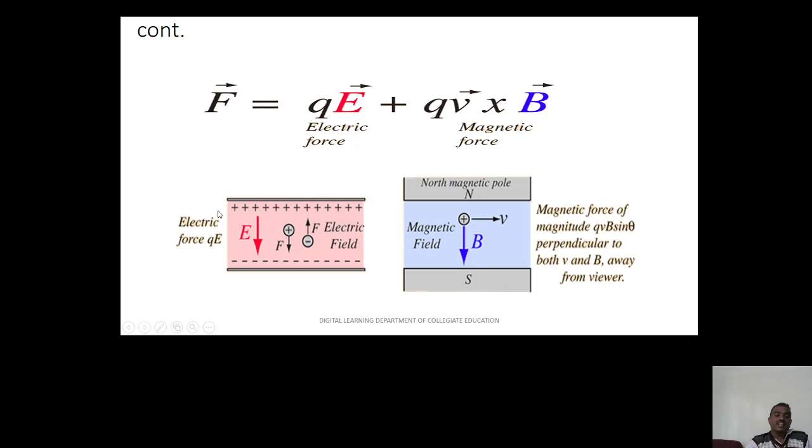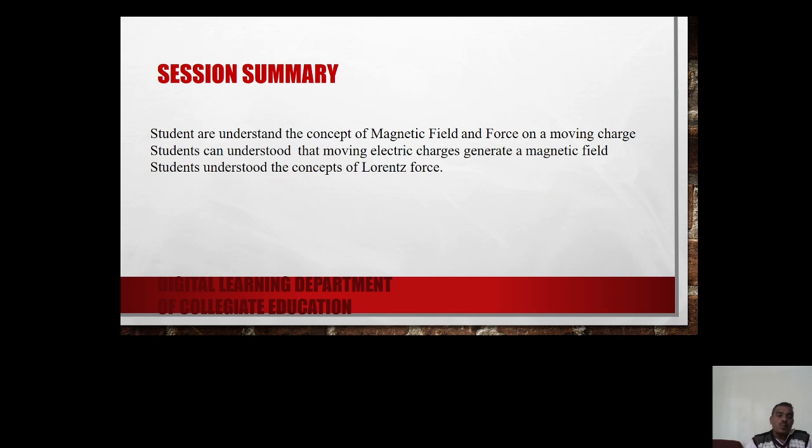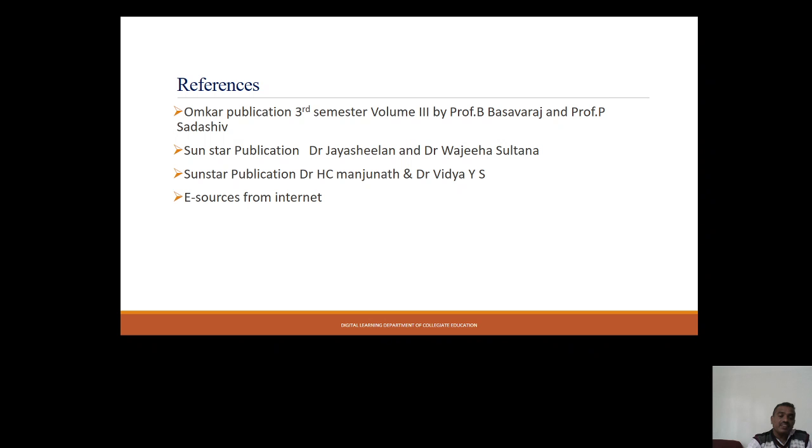The magnetic force has magnitude QvB sin theta, perpendicular to both v and B. So the conclusion here is that you can understand the Lorentz force, the magnetic field, and the force on a moving charge, and that an electric charge generates a magnetic field.